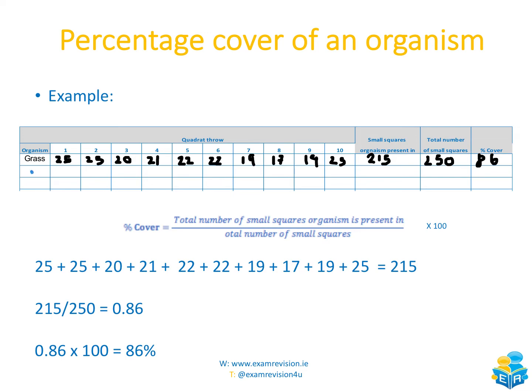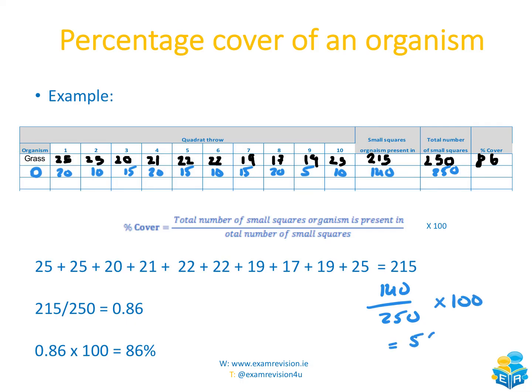Let's say, for example, we had a daisy. We'll throw in some numbers here. This is the number of small squares it was present in. So we add up all those: 30, 45, 65, 80, 90, 110, 125, 130, so it's present in 140 small squares out of 250. So we'd have 140 out of 250 times 100, and we will get 56%. So 56% of the habitat was covered in daisies. Again, it doesn't matter what organism you use, though it will most likely be a plant, you can calculate the percentage cover.